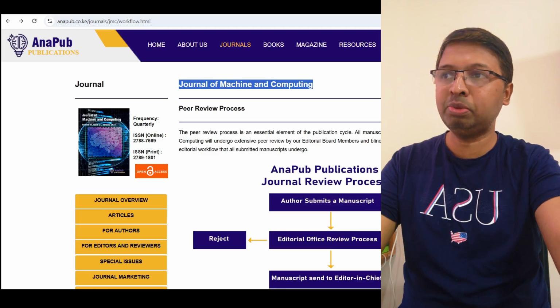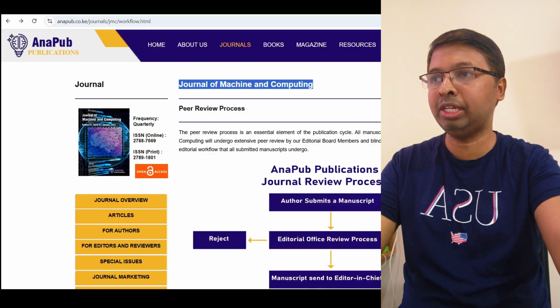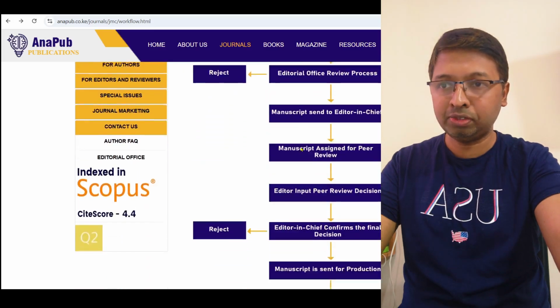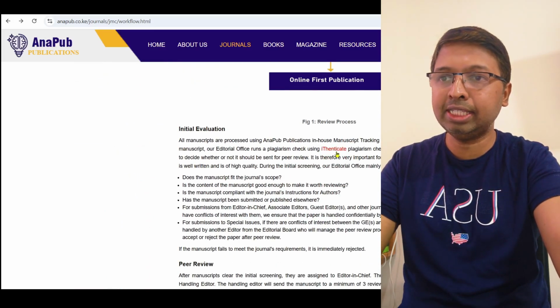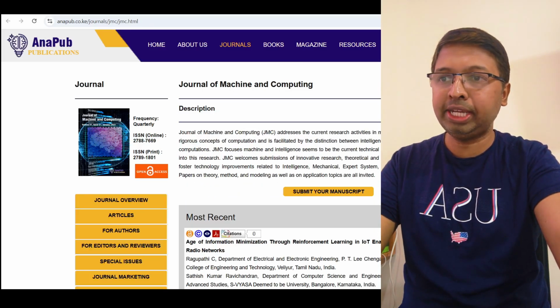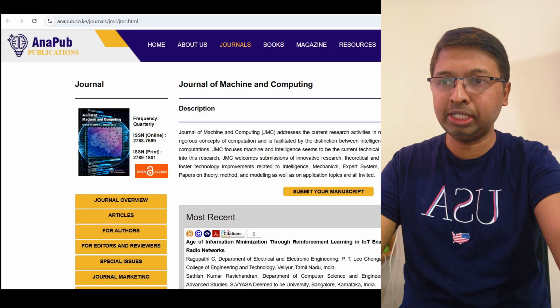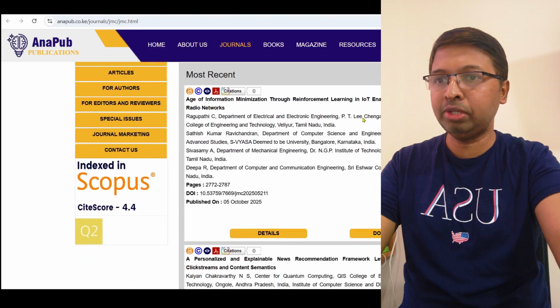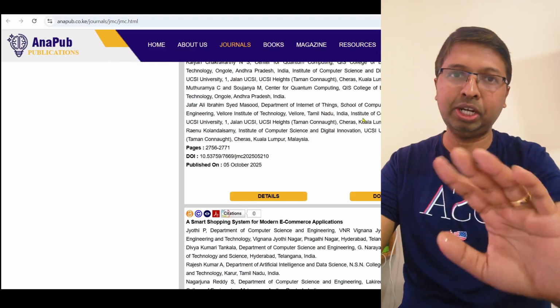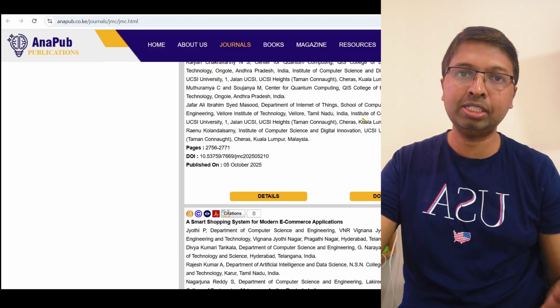Let us go ahead with this particular journal website, anapub.co.ke. As I told you, it is a Kenyan domain. Okay. So here in the home page, you can find the journal review process of this particular journal. They have asked for an authentic plagiarism checking software report for your paper. About the subject area categories, you can submit your paper related to intelligence, mechanical, expert system, robotics, mechatronics and so on. So if you try to browse over the current issue, we have many articles being published.